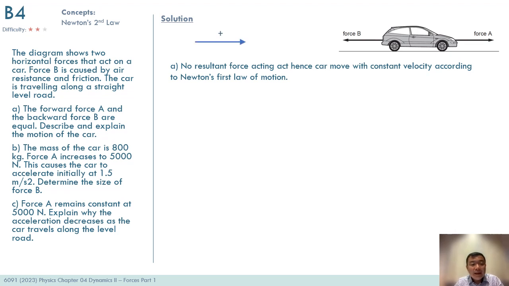Now in part B, this is a typical calculation question for Newton's second law, and as forces are vectors, it's super important for us to first define what is a positive direction. So for me, I let the forward direction be positive. So force A will take a positive value and force B will become a negative value later on.